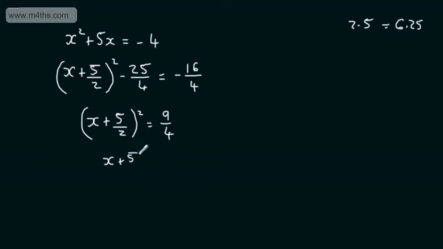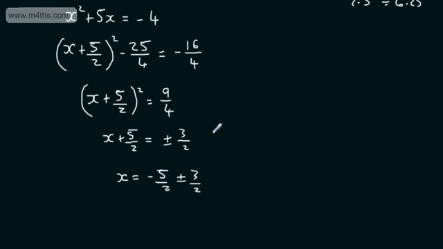x plus 5 over 2 is going to be equal to plus or minus the square root of 9 over 4, which is going to give me 3 over 2. If I square root 9, I get 3. If I square root 4, I get 2. So what I'm going to have is x will be equal to minus 5 over 2, and all I'm doing is subtracting 5 over 2 from both sides, plus or minus 3 over 2.